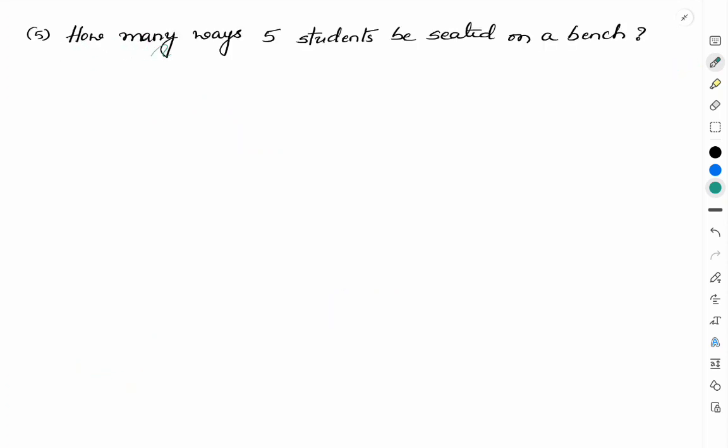Next question: how many ways can 5 students be seated on a bench? So we have 5 students, we need to seat them on a bench. So we have 5P5 ways, which is nothing but 5 factorial, and 5 factorial is equal to 120. So 5 students, we can seat them in 120 different ways on a bench.